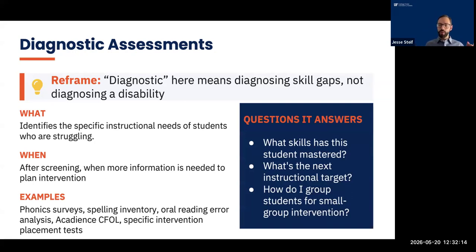So the questions are, what skills has the student mastered? What are our next instructional targets? And diagnostic assessments are really where we want to look after screening to form our small groups for intervention. We want to group students who have similar instructional needs when we're talking about tier two or tier three intervention. And the best way to do that is to provide everyone who's at risk and needs intervention diagnostic assessments and look at students who have similar profiles of strengths and weaknesses. They will likely be students who would benefit from the same types of instruction.